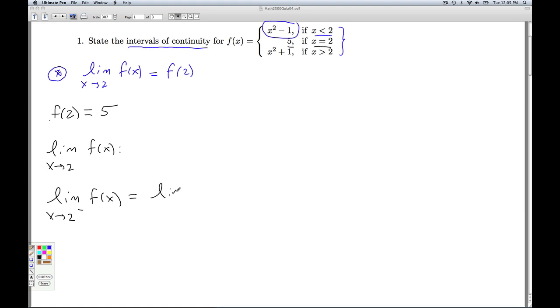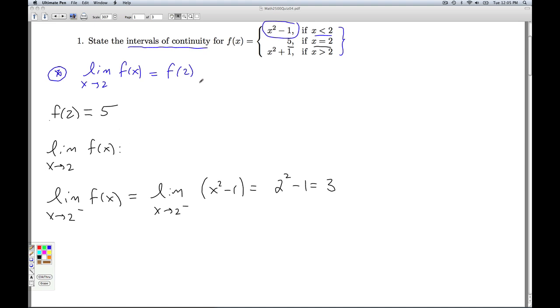So that's the limit as x goes to 2 from the left of x squared minus 1. That's a polynomial. We can use the substitution principle. And we get 4 minus 1, which is 3. So we already know we're in trouble, because as I come in from the left, the limit is 3, and that's not the same as 5. So at this point we know the function is not continuous at 2.